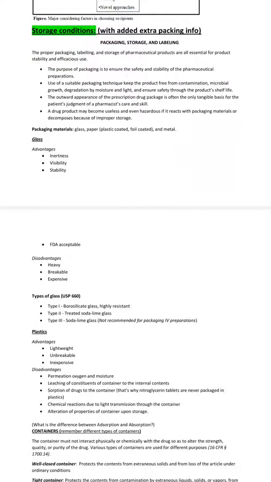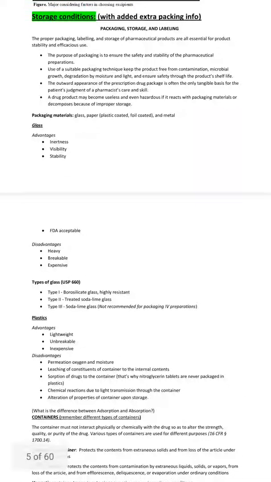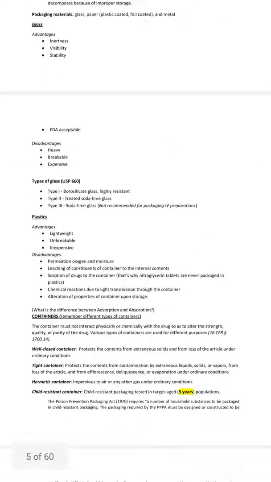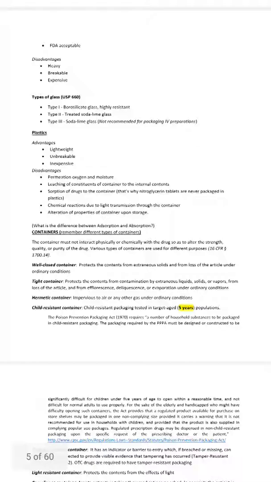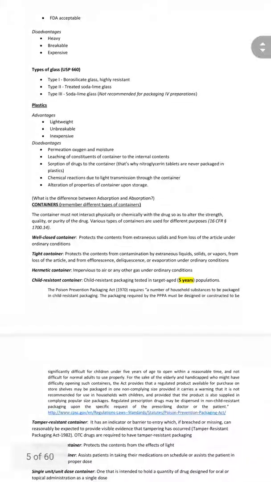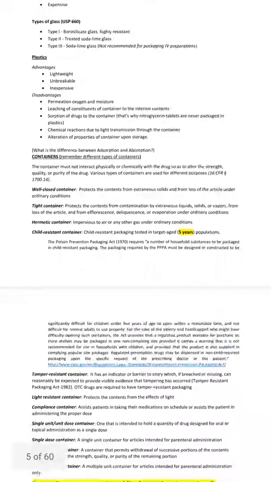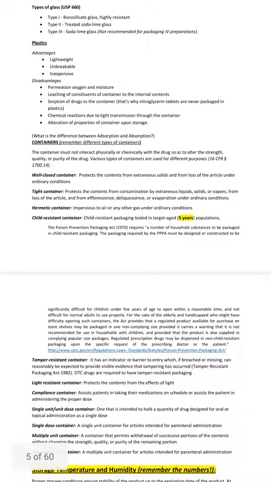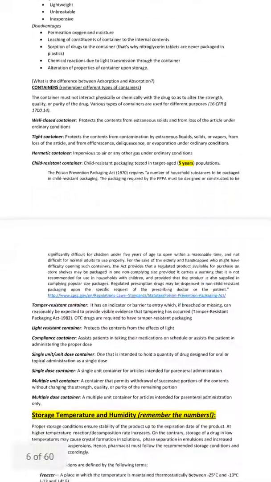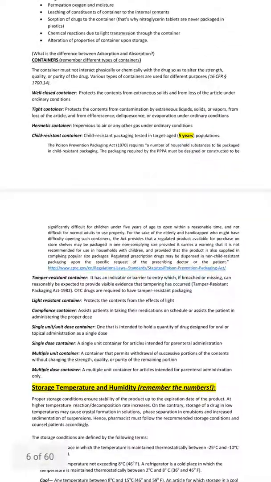So, glass. Inertness, visibility, stability, FDA acceptable. Disadvantages: heavy, breakable, expensive. There's borosilicate, treated soda lime, and soda lime. You don't use it for IVs. Plastics. Self-explanatory. Leaches things. Can't use nitroglycerin in it. Light gets through.